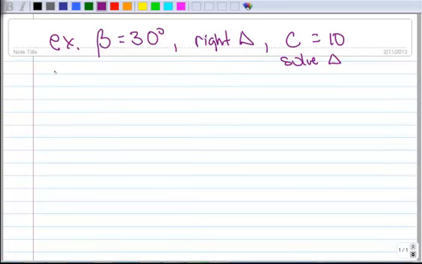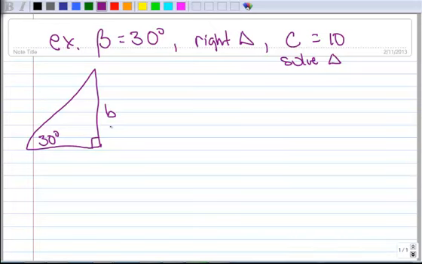So the first thing we're going to do is we're going to draw a right triangle. Okay, there's my right triangle. Beta is 30, so I'm just going to say that that's 30. So if that's beta, then that's side B. C is 10. C is always the hypotenuse, so there's the 10. I do not know the other angle. I'll call that alpha. I do not know this side. I will call that A.